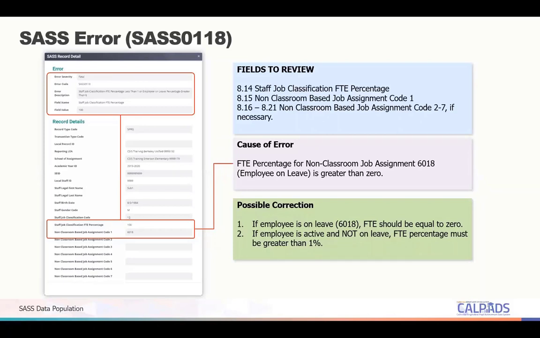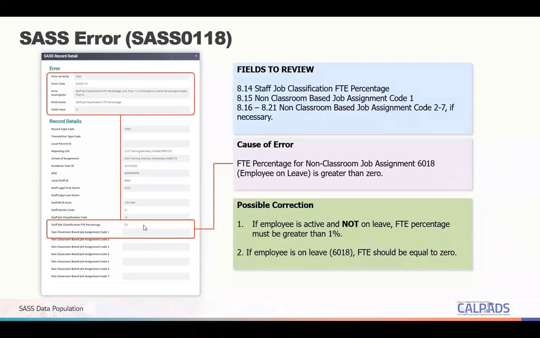Okay? And also, if the employee is active and not on leave, then the FTE percentage must be greater than 1%. And then, of course, the non-classroom job assignment code should not be 6018. Here's another scenario of the SASS 0118 wherein the non-classroom based assignment is not a 6018. However, in this case, the FTE is below 1%. If the staff assignment has a job assignment code other than 6018, then the expected FTE should be greater than 1%.